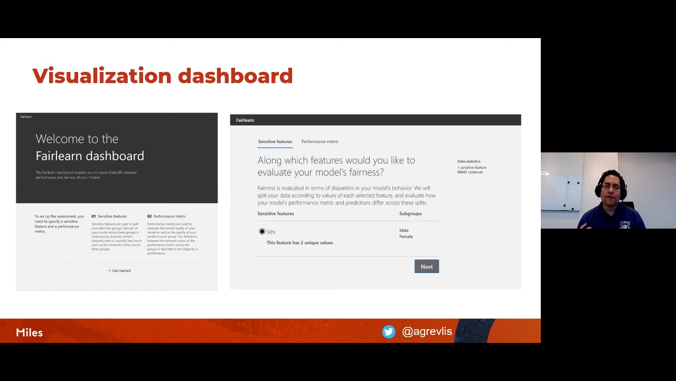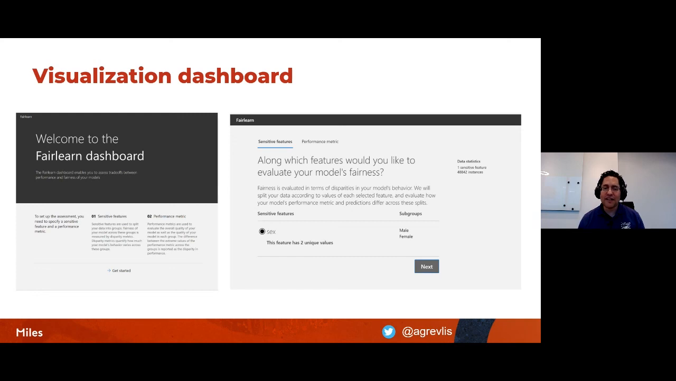So we can use Fairlearn here. Fairlearn is an open source toolkit that you can use. If you use it, you will have access to a visualization dashboard. Let's say that you have an algorithm that will decide if you will be allowed to take a loan or not.